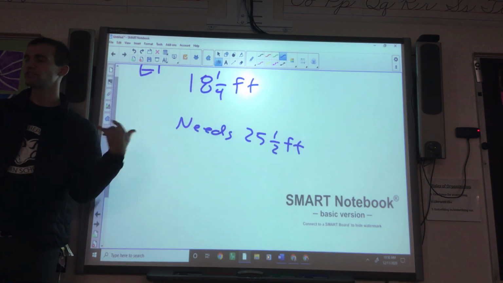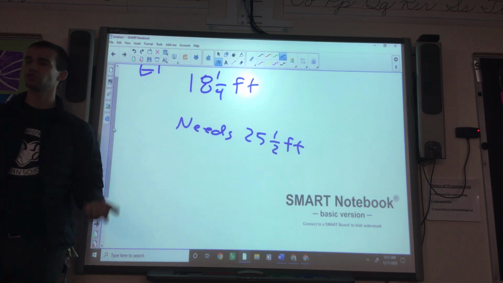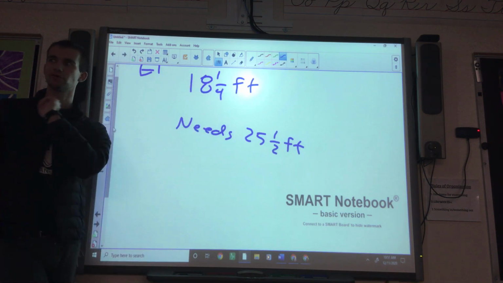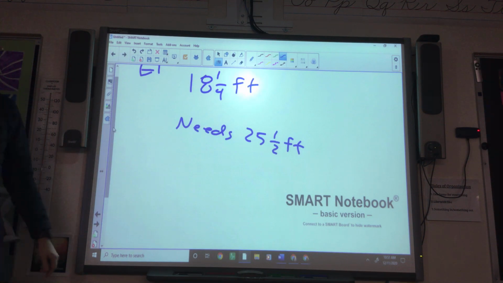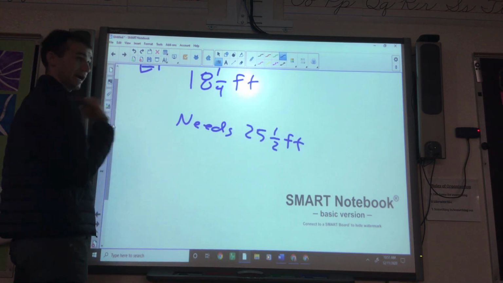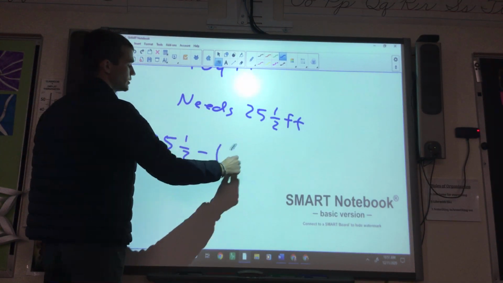But think, yes, you're gonna get a negative answer here, but if all they're doing is asking, hey, how much is this short? Then you can just do the big one minus the smaller one. You need to say he is short this many feet. Both of them are gonna equal the same answer. The way I would do it, I would just say, hey, 25.5 minus 18 1/4.